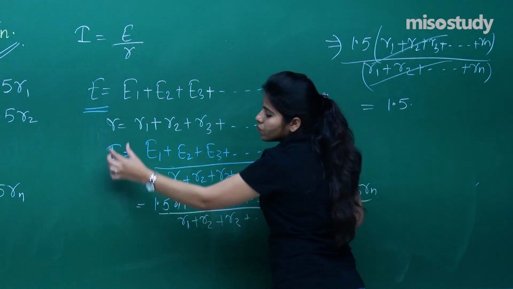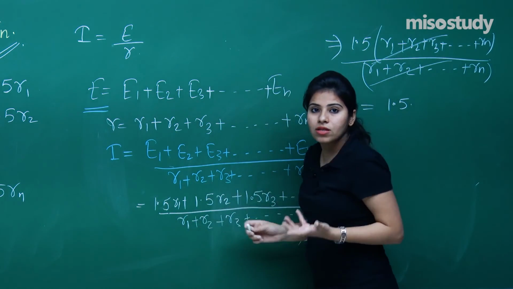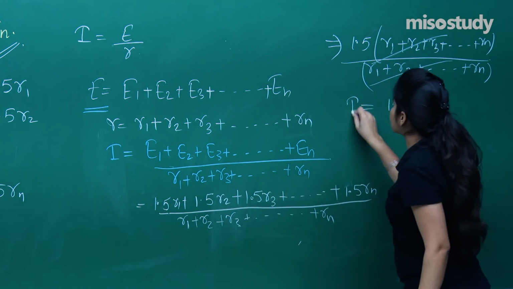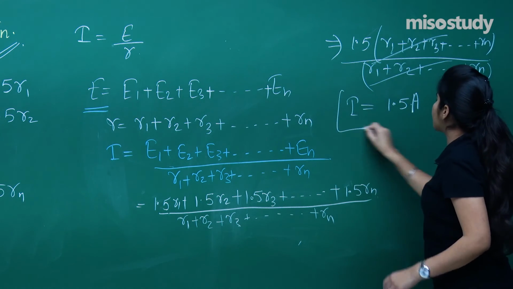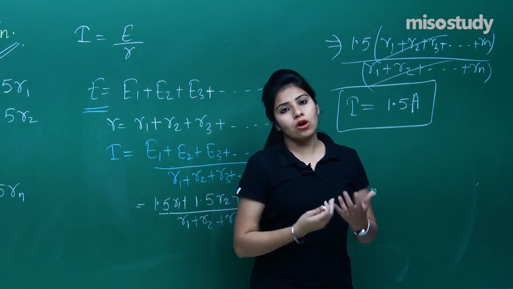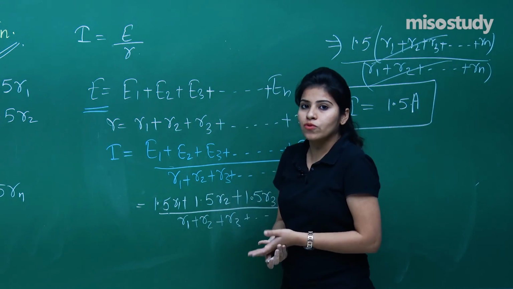So that means what? We were finding out the current. We have started with I equals 2. So that means this is what? Your I has come out to be 1.5 ampere. We have found out this answer. Now it's time to verify the answer.